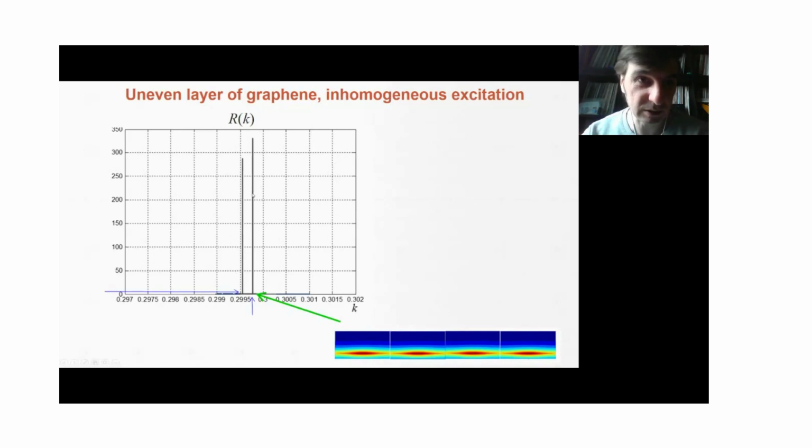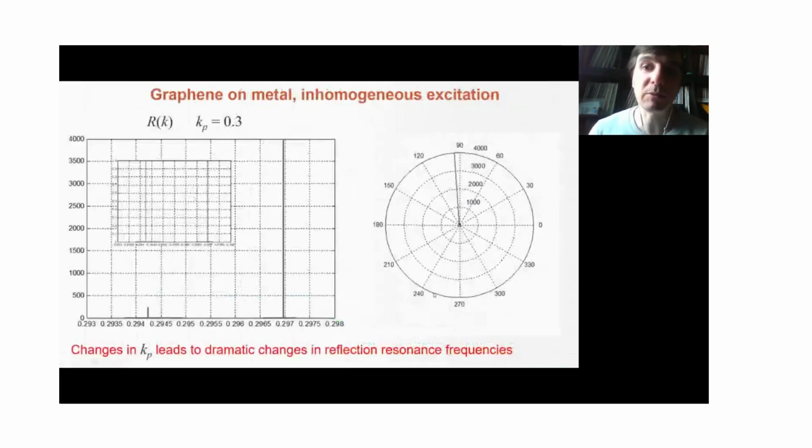So for uneven graphene layers, resonances in reflection coefficients could be seen on frequencies close to the plasma frequency, and here is its field distribution. Then we move to another geometry, another structure. It is graphene on a metal and thin metal plate under inhomogeneous excitation, namely the electron beam flying over this structure.